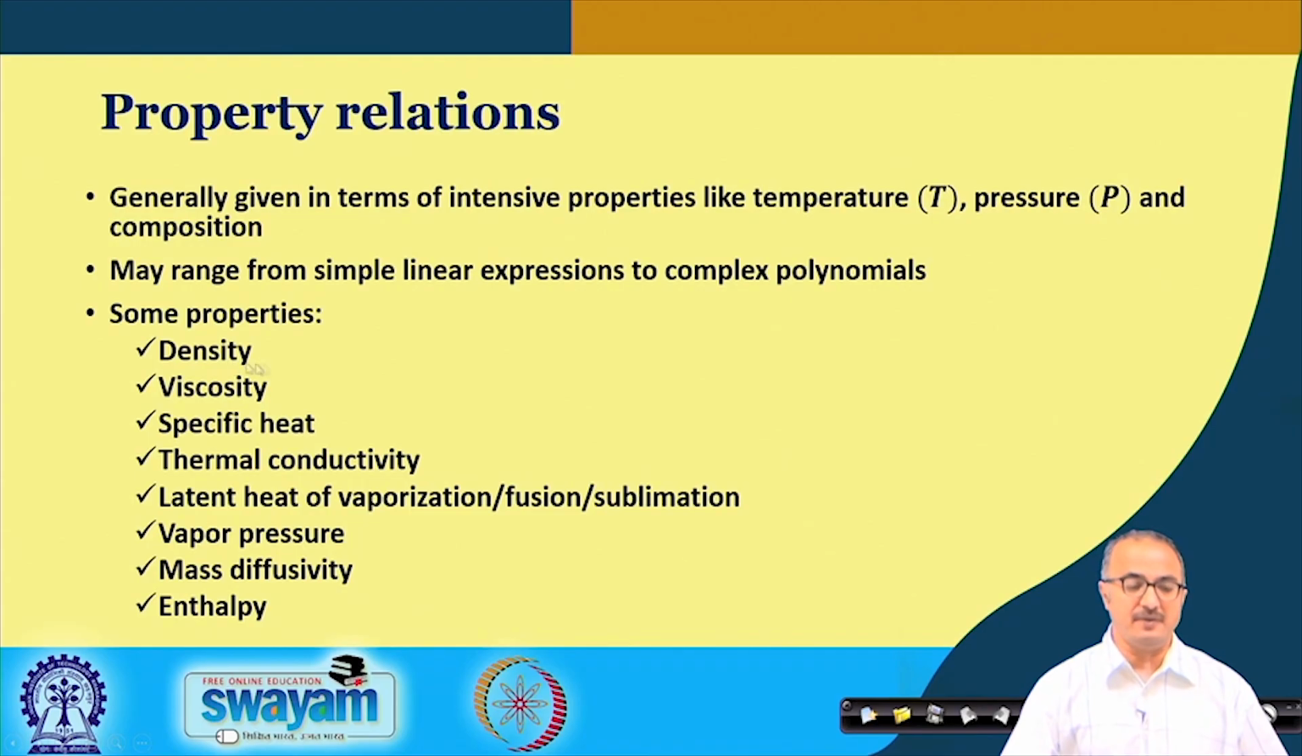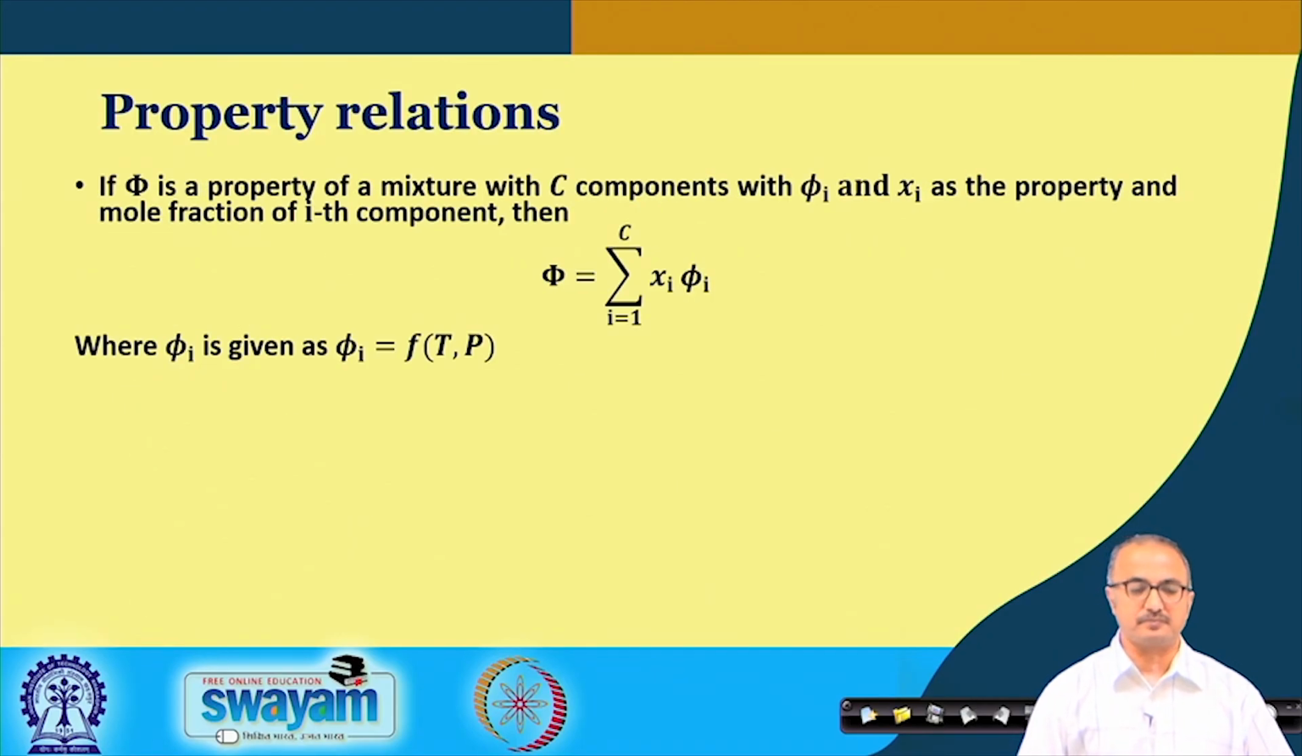So, here we have density, viscosity, specific heat, thermal conductivity, latent heat of vaporization or fusion or sublimation, then vapor pressure, mass diffusivity, enthalpy, and so on and so forth. All these things are given in terms of some kind of equations.